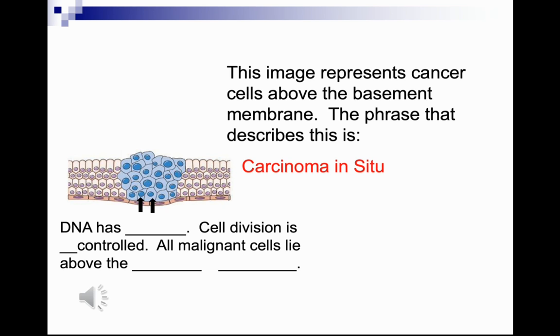Now let's fill in the blanks. The DNA has mutated. Cell division is uncontrolled. That's why you have a mass of cells that form a tumor. All malignant cells are lying above the basement membrane, and we call that carcinoma in situ.